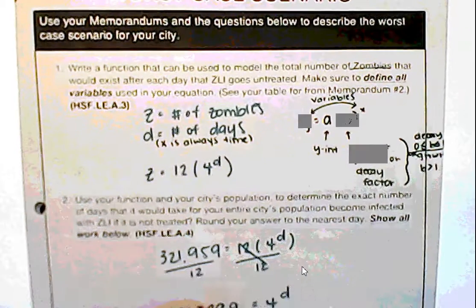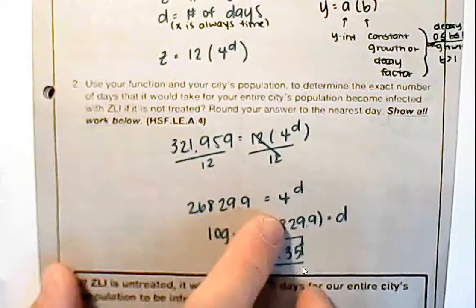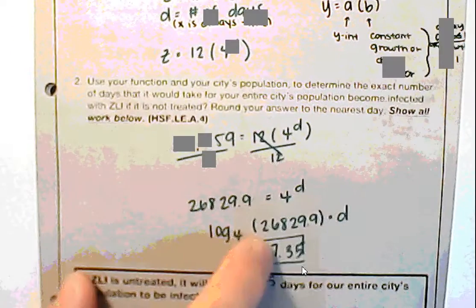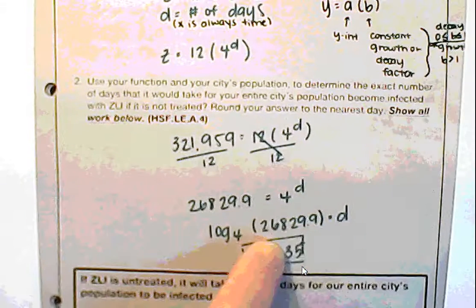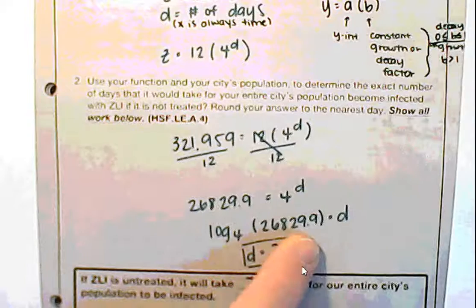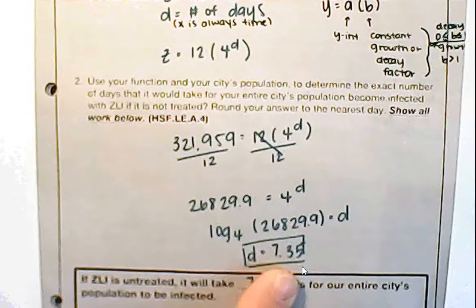And that's been done here. We divided both sides by 12, and then we took the base 4 log of both sides to get that d out of that exponent, and we ended up with d being the base 4 log of 26,829.9, and we punched it in a calculator and got 7.35.